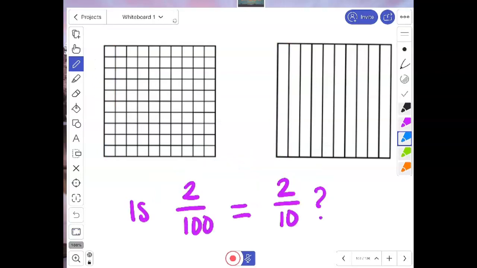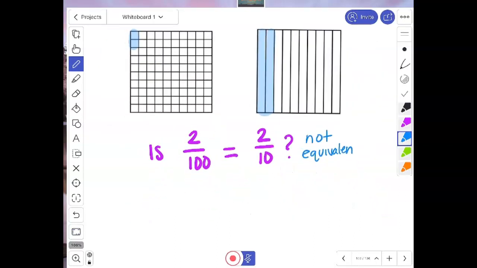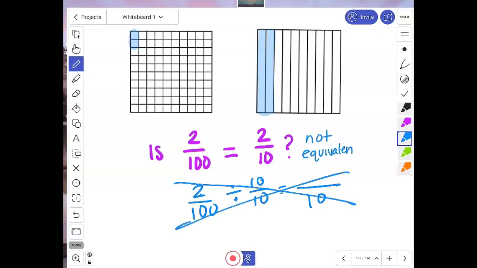So let's see, is 2 hundredths equivalent to 2/10? Here is 2 hundredths, and here is 2 tenths. We can see by the shading that no, they are not equivalent. We can also see that if I look at what I had before, 2 hundredths, I would have to divide by 10 over 10 to get tenths. Is 2 divided by 10 equal to 2? No, it's not. So that is not true. They are not equivalent.